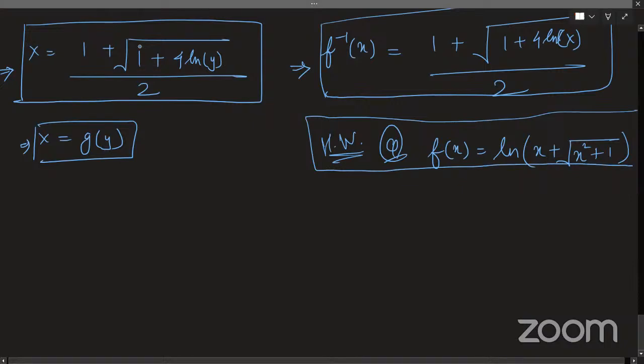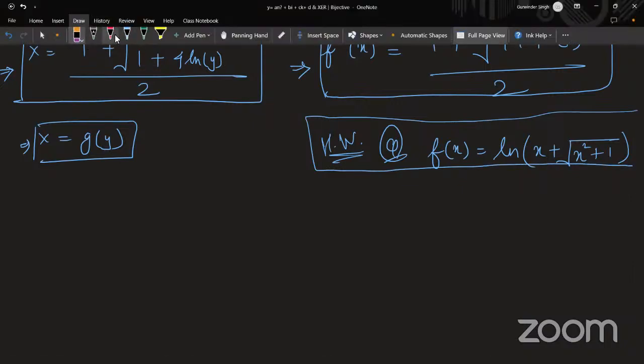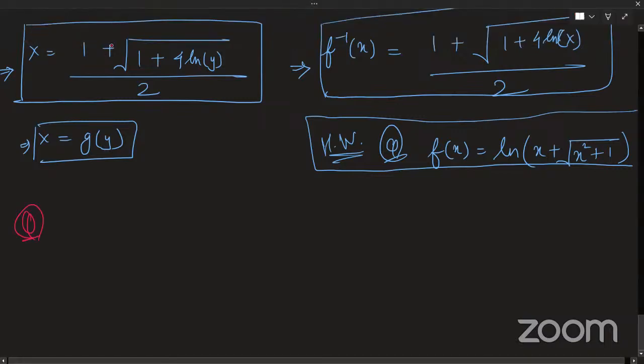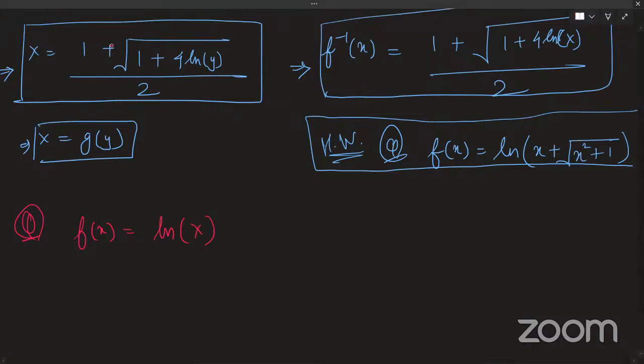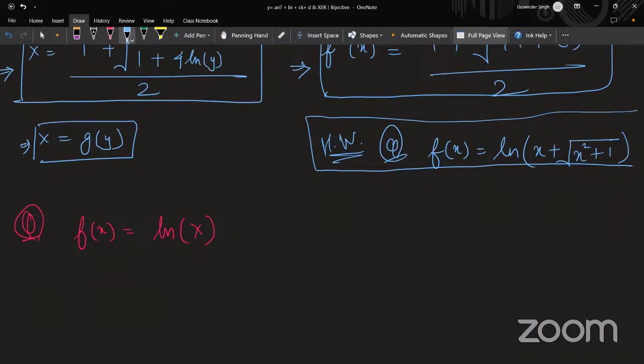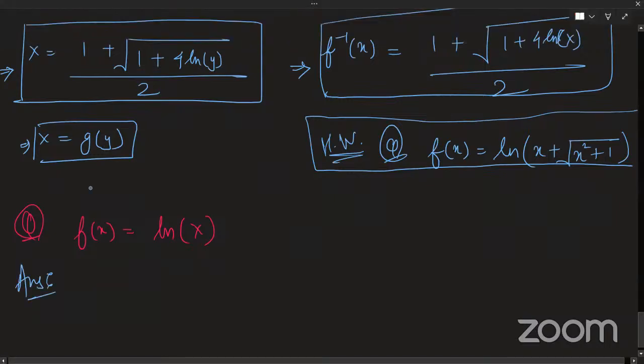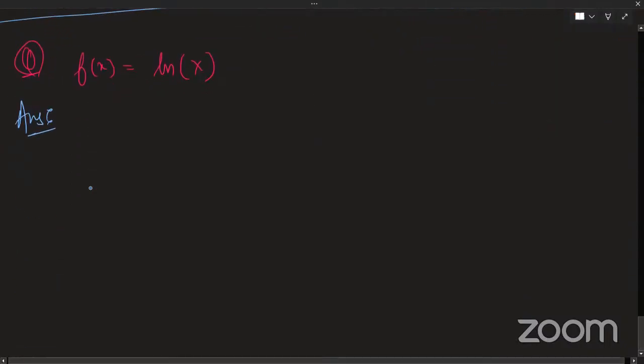So just before moving ahead, just one small problem. My f of x is equal to natural log of x. Can you tell me what will be its inverse? Can you find its inverse? So my y is equal to ln of x. Tell me what will be my f inverse? How can you do it?